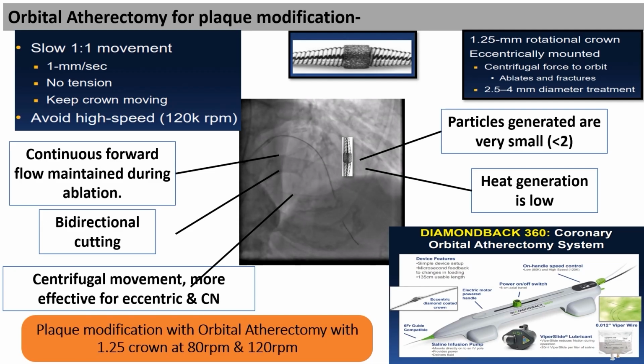So that is the reason the slow flow, no flow is slightly less with the orbital atherectomy. It cuts the LCX ostium eccentric calcium, and it cuts the LCX eccentric calcium more effectively. That is the reason we are opting for orbital atherectomy.